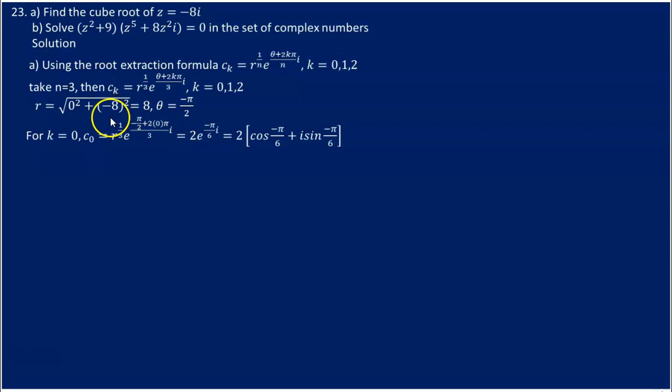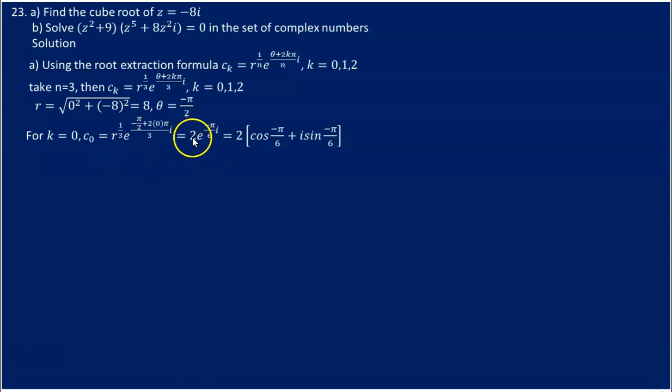Look, student, this is all about when k is 0. You directly substitute 3 in place of n and 0 in place of k and negative pi over 2 in place of theta, nothing else. So simplifying this, you can have this one. Look, here you are having 8, so 8 to the power of 1 over 3 makes 2, because 2 is the number that makes 8 when you multiply it 3 times repeatedly.